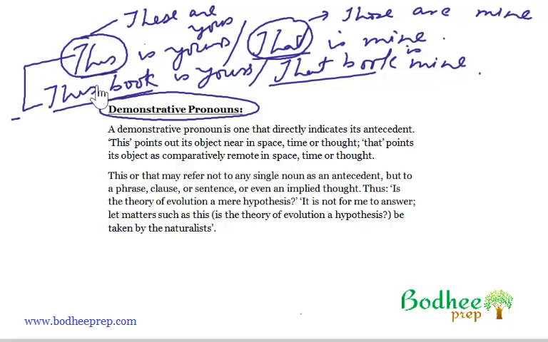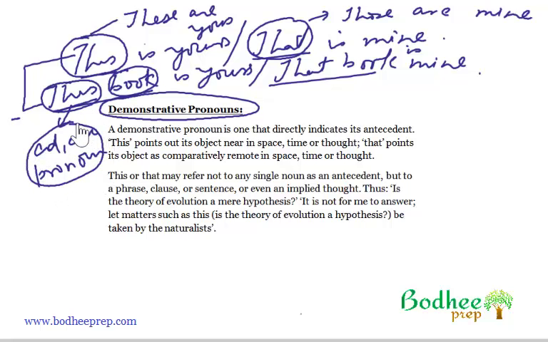Now, when you say this book is yours, the problem with this is this too is basically a pronoun, but it is acting like an adjective. Why? Because it is qualifying the noun book. And that is why the grammarians would say that this is here an adjective pronoun. It is not only a pronoun, it is an adjective pronoun because the pronoun is acting like an adjective which is qualifying the noun book, because we all know that adjectives qualify nouns.